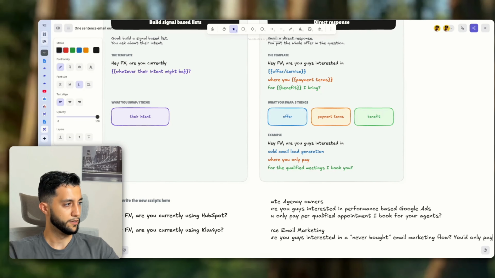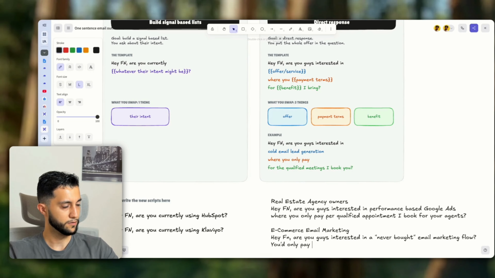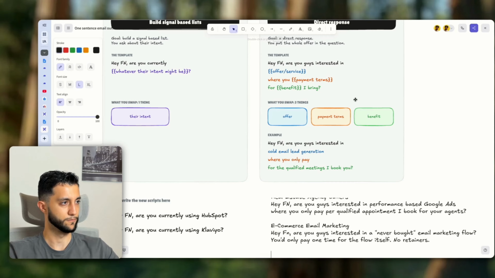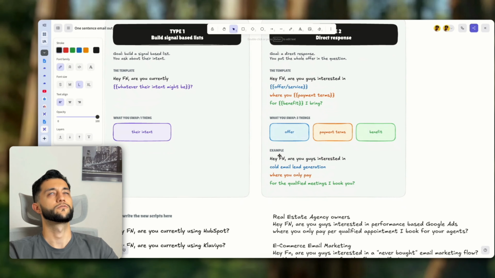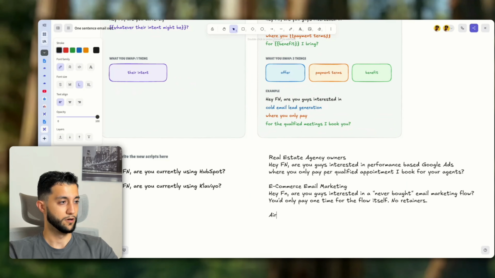You'd only pay one time for the flow itself, no retainers. Done. You could do this, right? That's a nice permutation of this. What else could we do? Let me find a couple offers. This was our client, AirPay in this case. So this is dental insurance verification software.